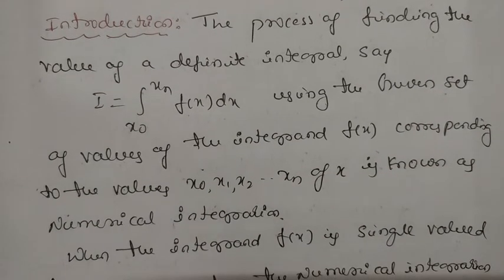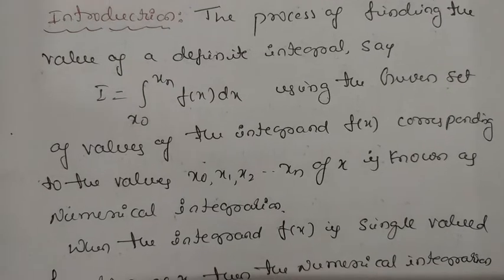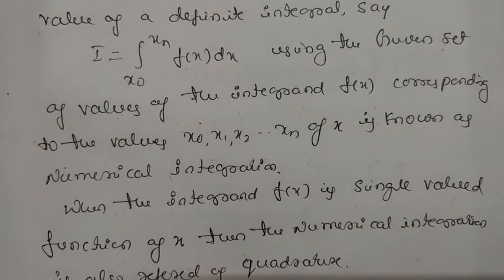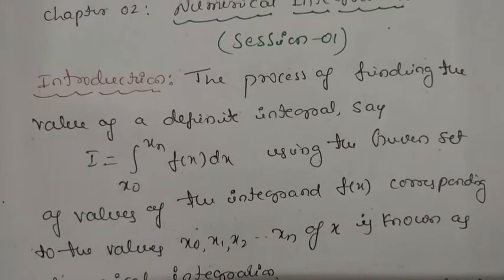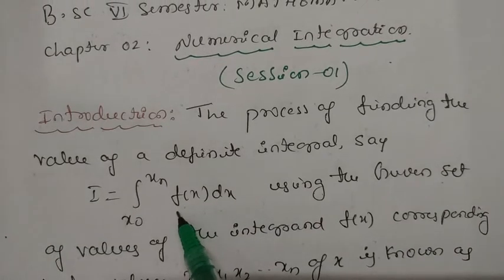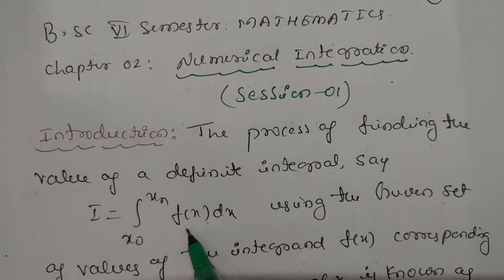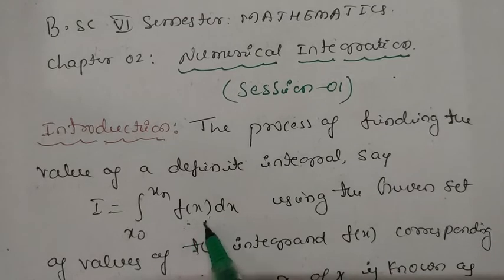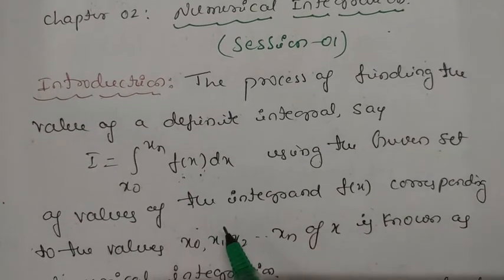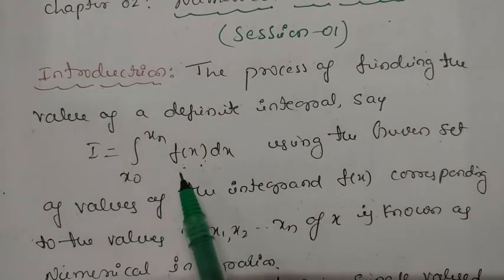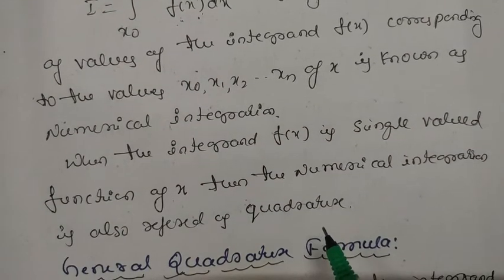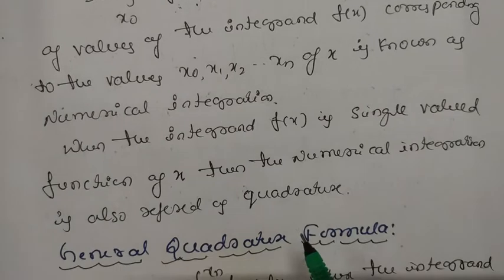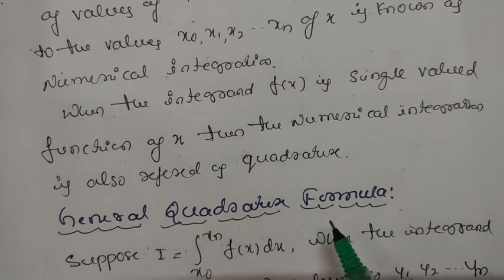When the integrand f of x is a single valued function of x, then the numerical integration is also referred to as quadrature. Here in this integral, f of x is known as the integrand. So when f of x is a single valued function, we can call this definite integral quadrature. We have some methods to find the quadrature formula. Let us take the general quadrature formula.